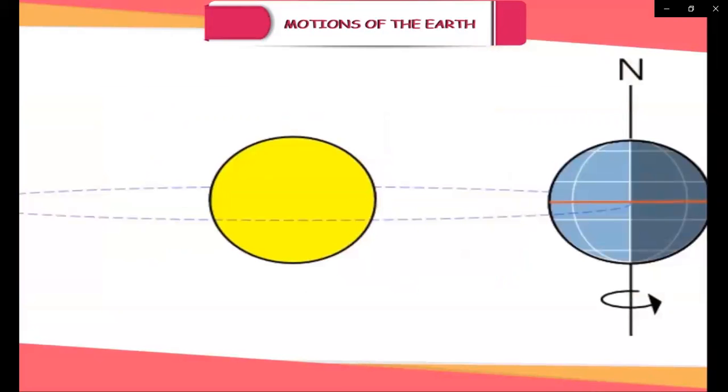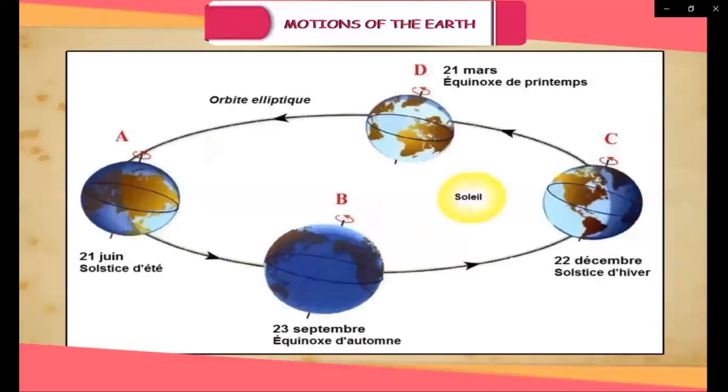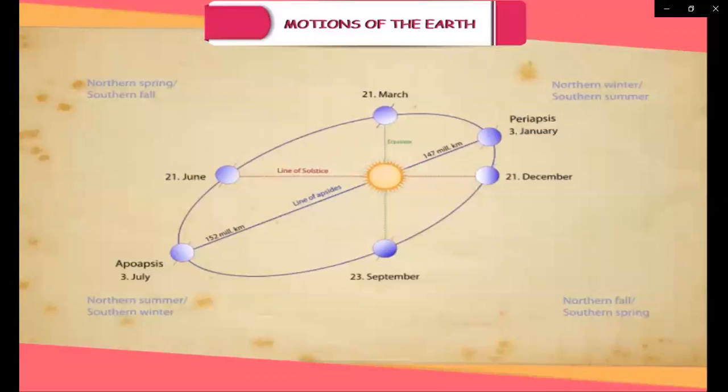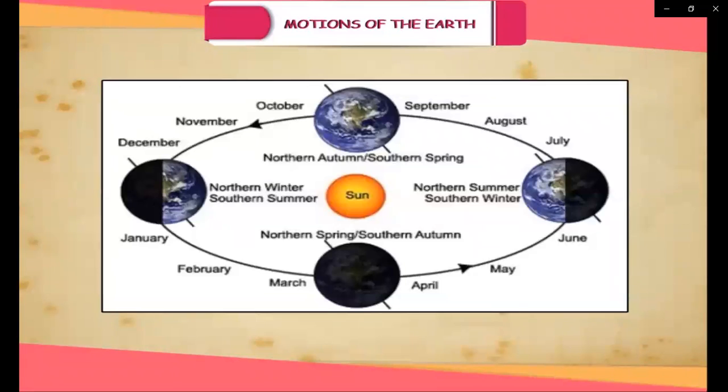Seasonal changes occur due to the inclination of the Earth's axis. If the axis of the Earth was vertical, then there would have been an equal duration of day and night. There would have been no change in seasons also.